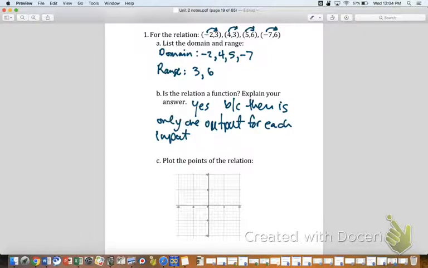Okay, and then lastly, this is going to lead us towards something here at the end. Could you guys take a second and just plot all the points in that relation? Just use that little graph down below. Plot all the points. And we'll look at a pattern as we finish up our class today. You guys get something like that?